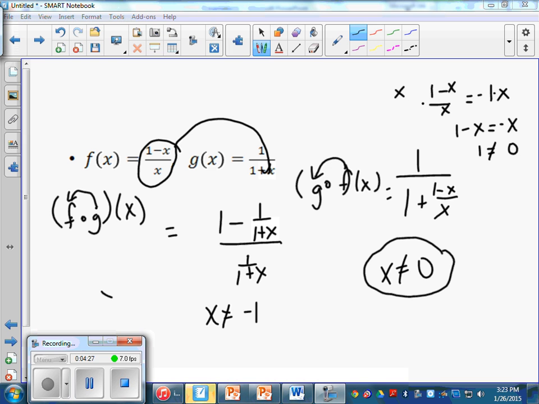So this is my function, g of f of x, and we're going to leave it like that until we get to chapter 4 where we simplify rational functions. And then x can't equal 0.